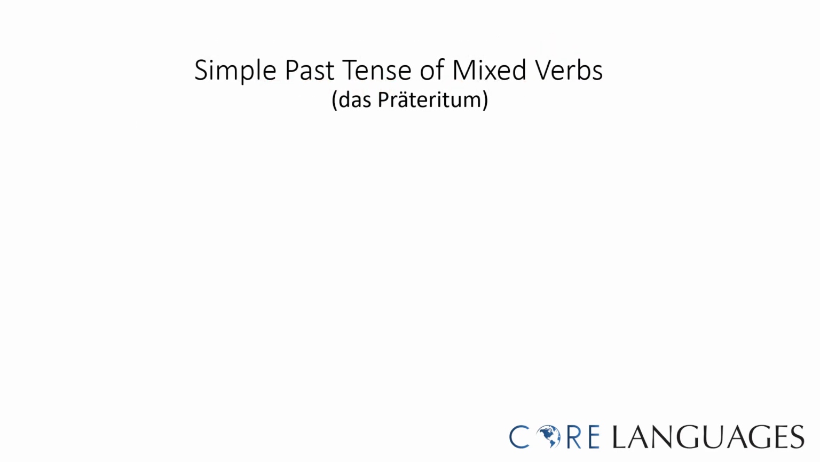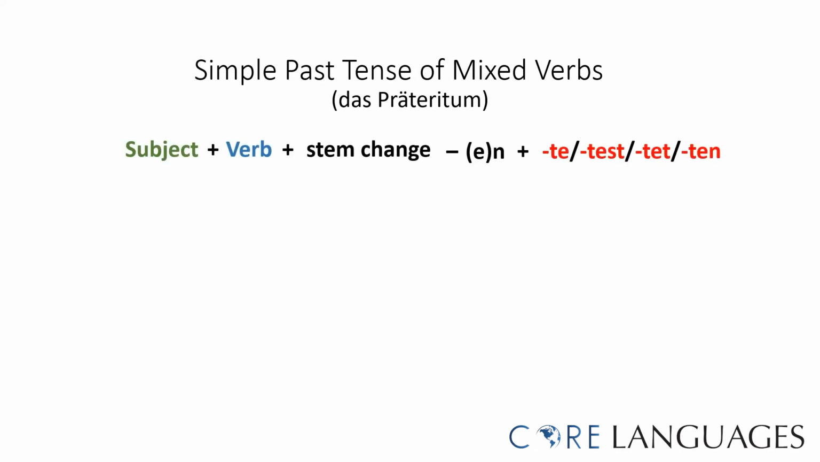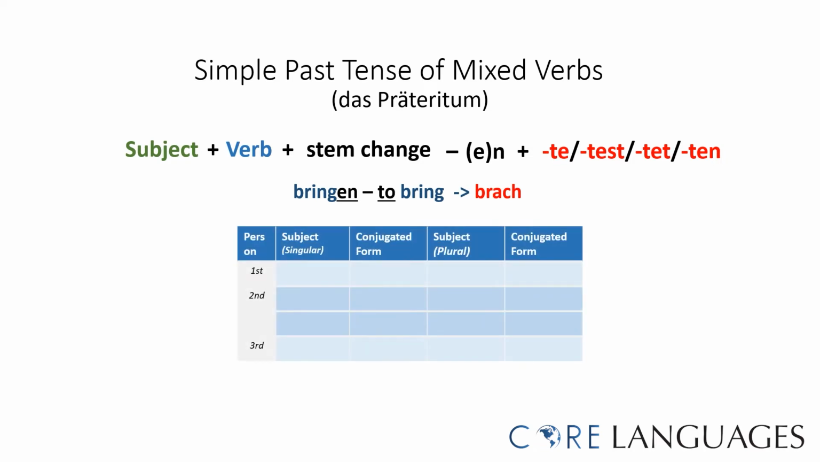Some verbs, when conjugated in the preterite or in Präteritum, have a stem change or a spelling change to their stem before the endings te, test, tet, and ten are added. An example is the verb bringen, to bring. The stem bring changes to brach in the simple past. Try to conjugate bringen in the simple past on your own. Feel free to pause the video.